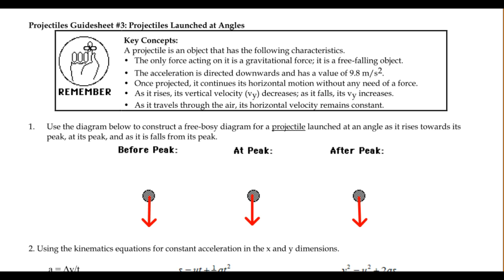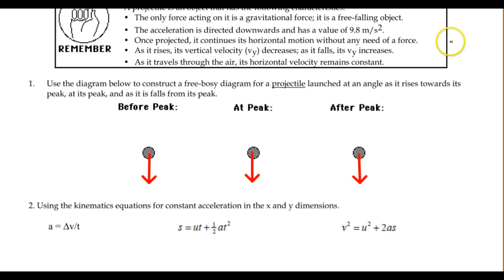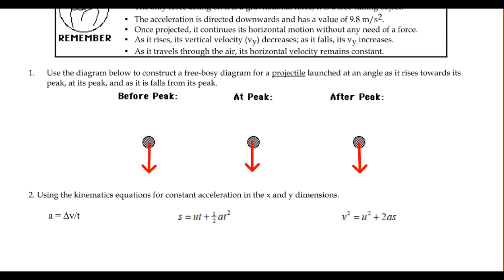Again, to reiterate, no matter where you are on the flight, if we draw the free body diagram for a projectile launched at an angle, as it rises toward its peak, at its peak, or as it falls, it doesn't matter. They're all exactly the same. It is the force of gravity. So it doesn't matter where you are along this parabolic trajectory, the only force acting on the object will be the force of gravity.